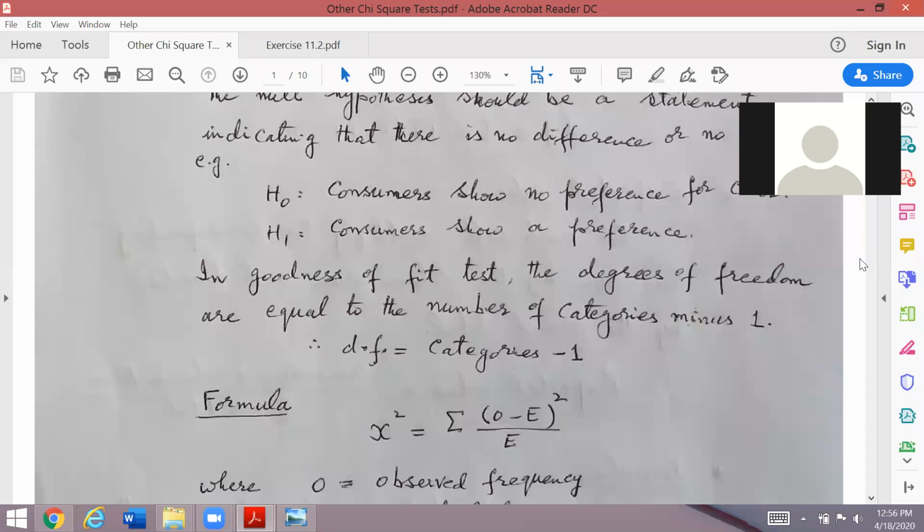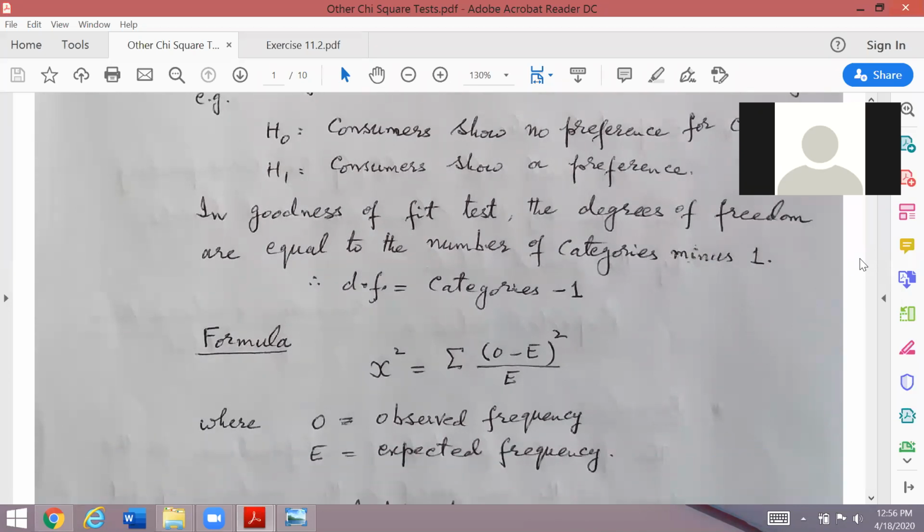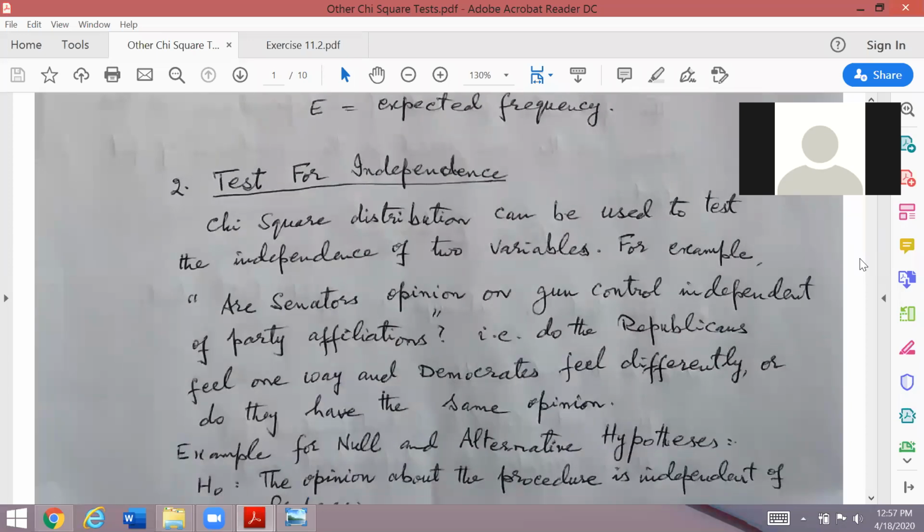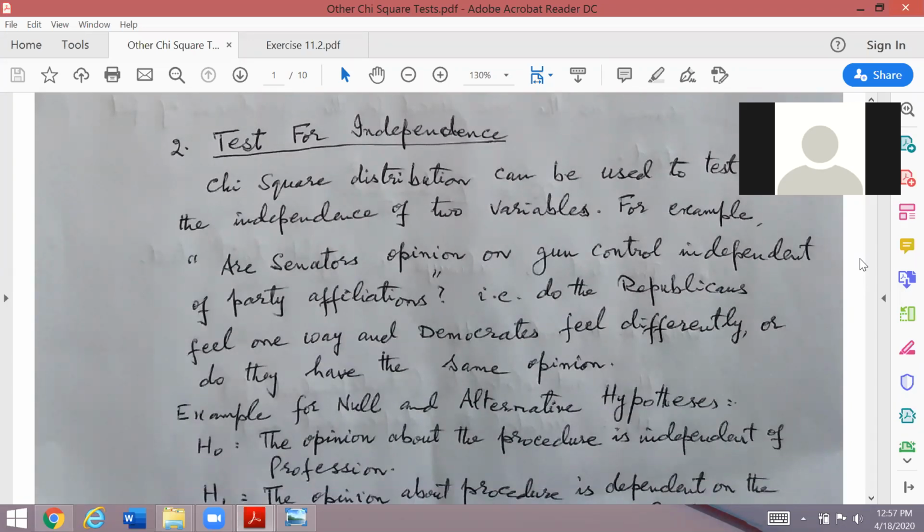The degree of freedom, I told you, is as many categories as there are in the question. So categories minus 1. Now you observe that in the past we had been finding the degree of freedom formula as n-1, then n-2. Now category minus 1, and today again a new formula you will see for degree of freedom. My topic is the test for independence. Now in front of the screens, I'm reading: the chi-square distribution can be used to test the independence of two variables.